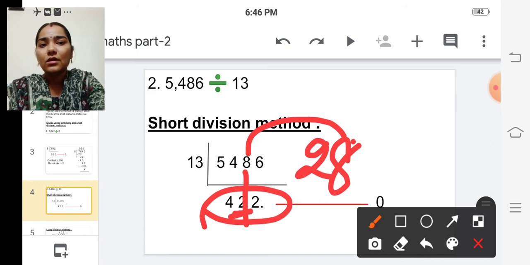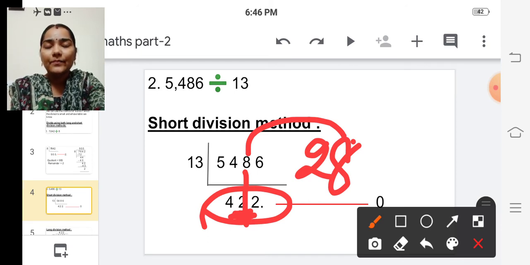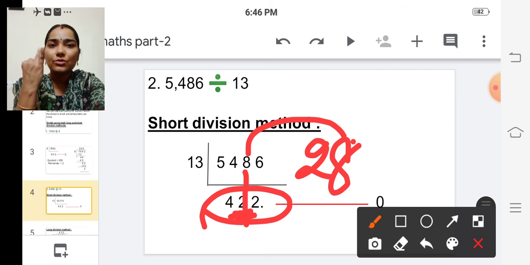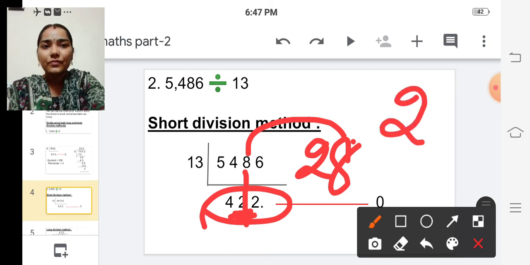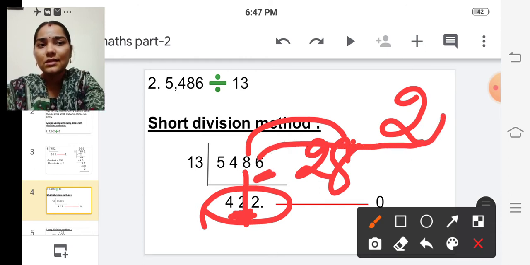And 13 2s are 26. So we have to write this 2 here and subtract 26 from 28. So after 26, 27, 28. So we got the remainder as 2, and we have to bring the next digit of the dividend, isn't it? What is the next digit? It is 6, isn't it? So we have to bring this 6 here.